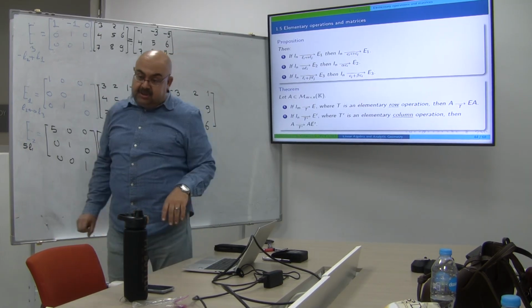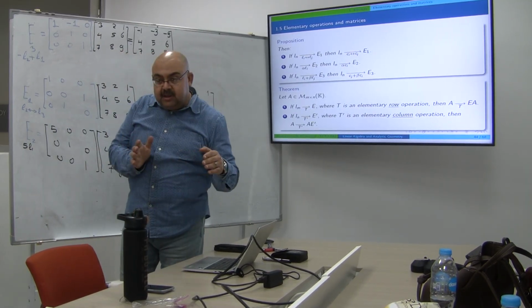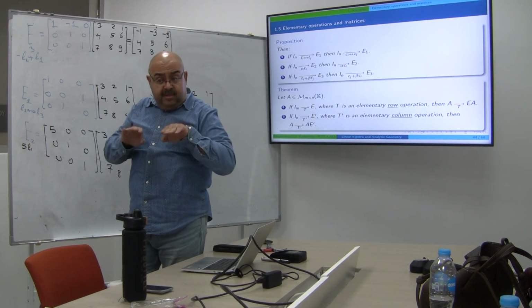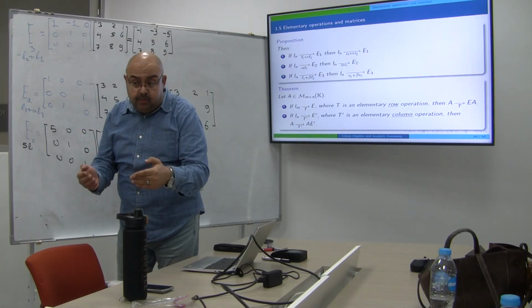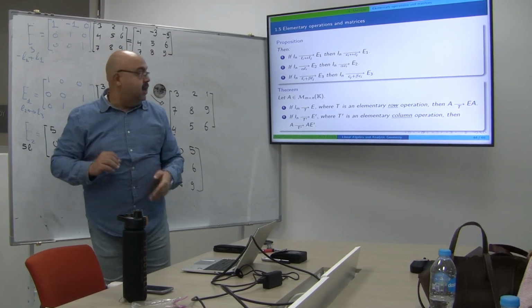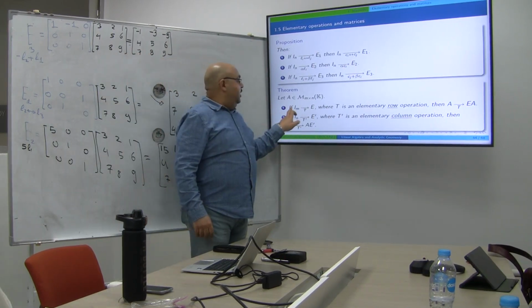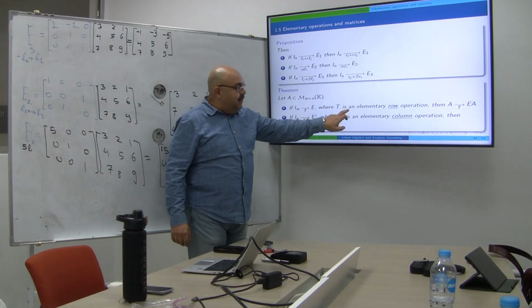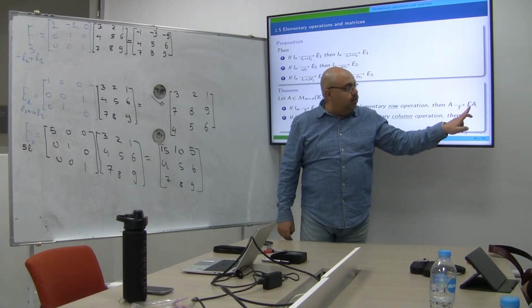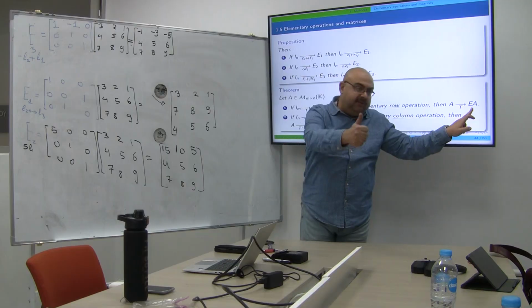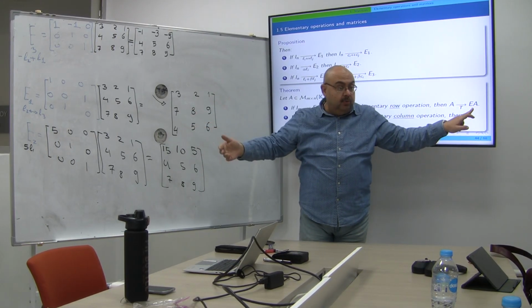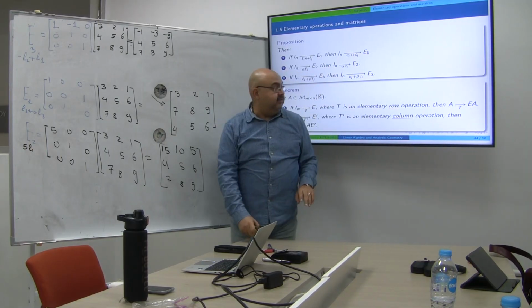What are the elementary matrices? They are unit matrices of a certain size, and you perform on them the process that you will do. Once you multiply it by a matrix, it will perform the process. If T is an elementary row operation, then T(A) is equal to E times A. E stands for the I matrix after you do your interchanging rows or whatever.